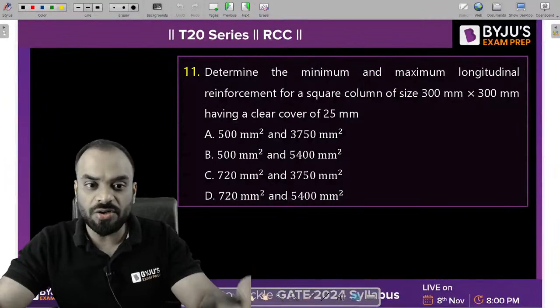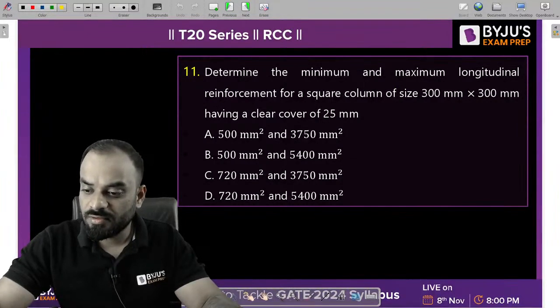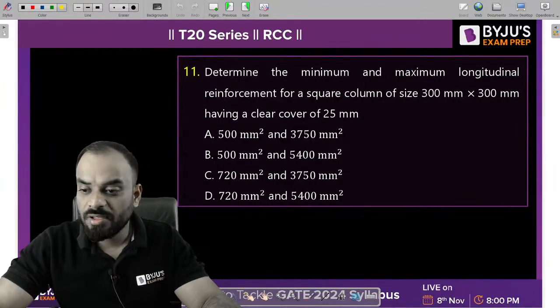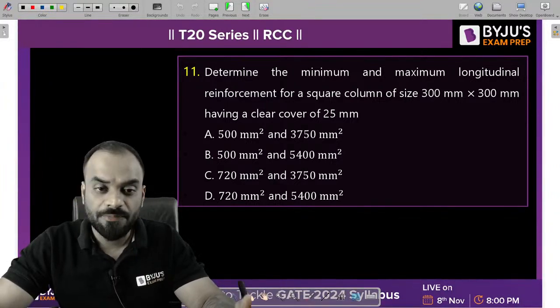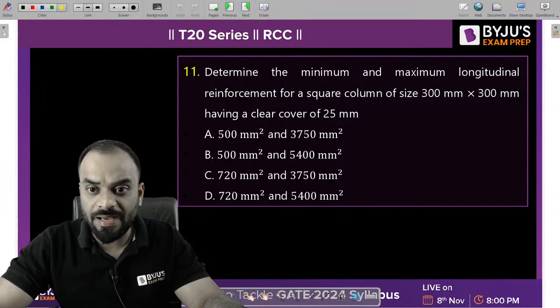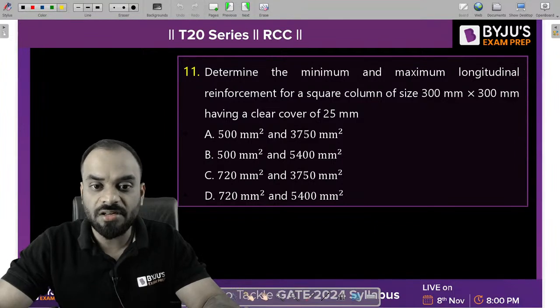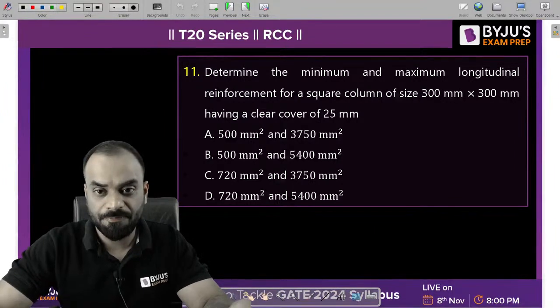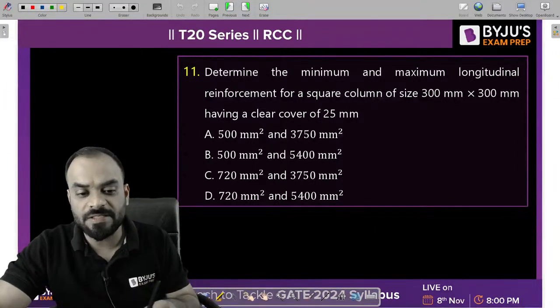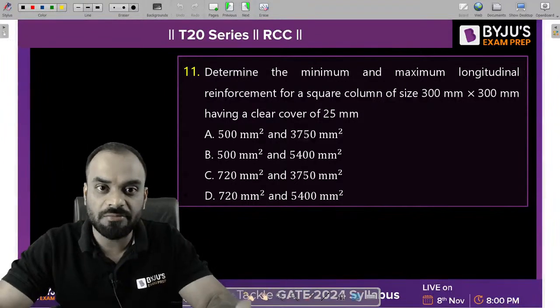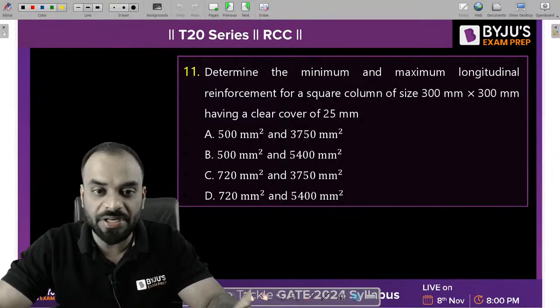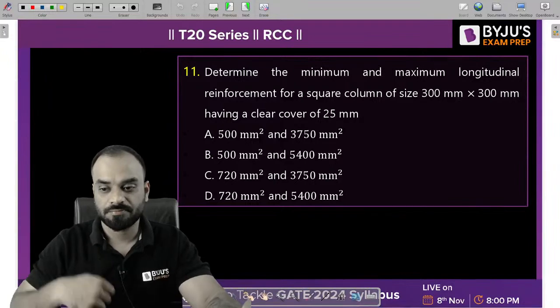Next question in front of you, guys. Determine the minimum and the maximum longitudinal reinforcement for a square column whose size is 300 cross 300 and having a clear cover of 25 mm, right? You need to just estimate what is the value of minimum and maximum longitudinal reinforcement in case of column.